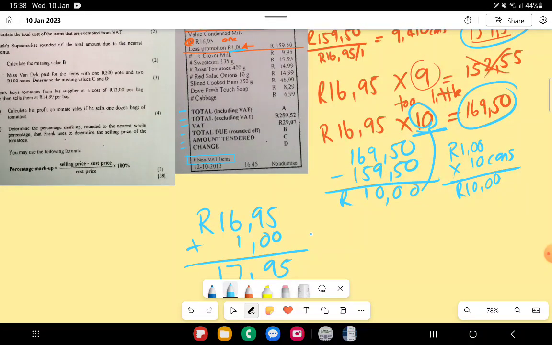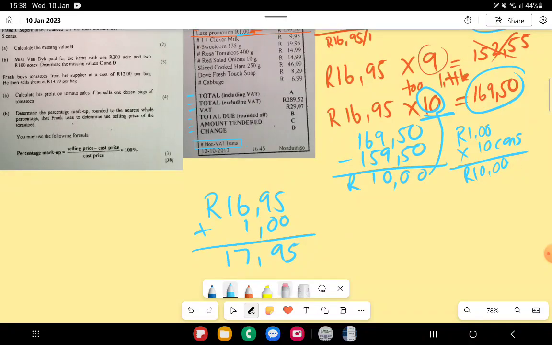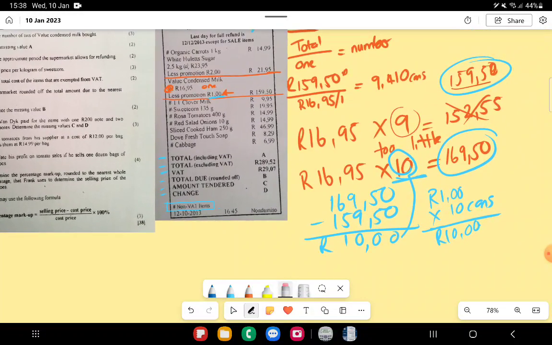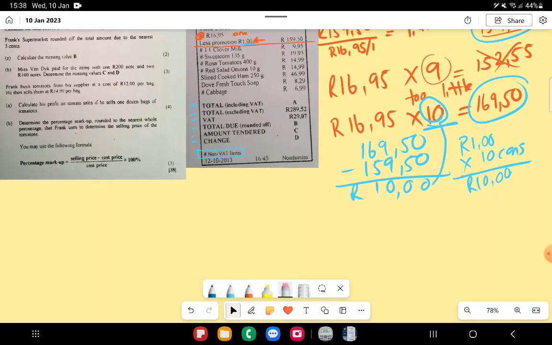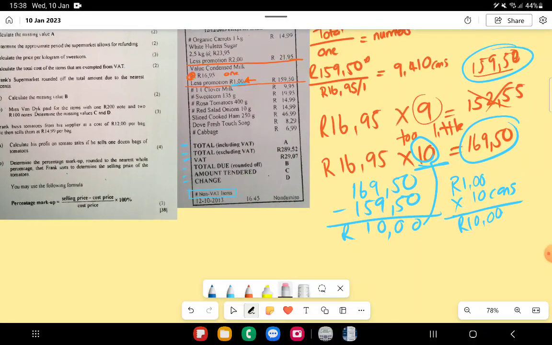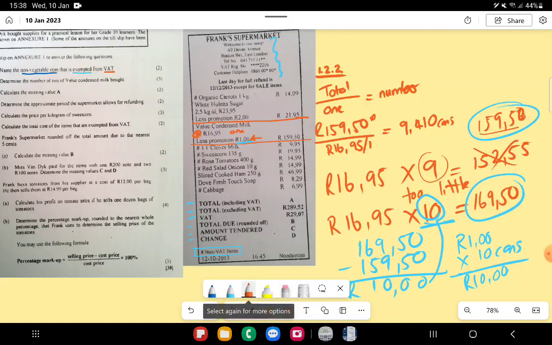Wrong way around. Never mind that. So we've concluded that in actuality, the price that we've paid is 159.50, but the real life price is 169.50. So the answer to question 1.2.2 is 10 cans. Remember now, this one is 3 marks worth, so that requires your calculations to be present.